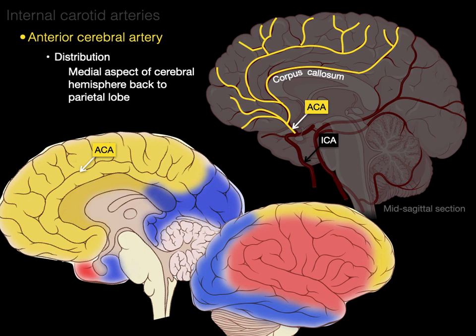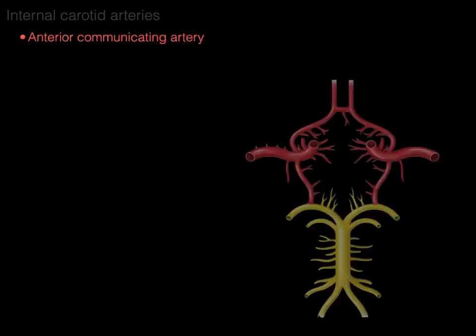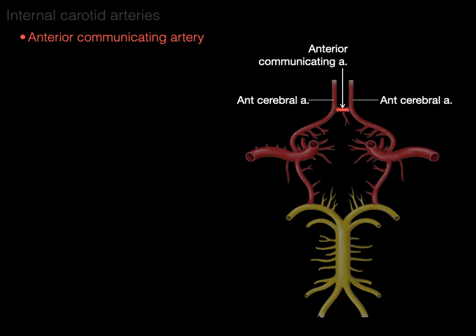And even in this lateral view of the right side of the brain, there you can see the anterior cerebral artery is supplying the medial aspect of the cerebral hemispheres back to the parietal lobe. All right, now the anterior communicating artery is between our two anterior cerebral arteries right there, our anterior communicating artery.